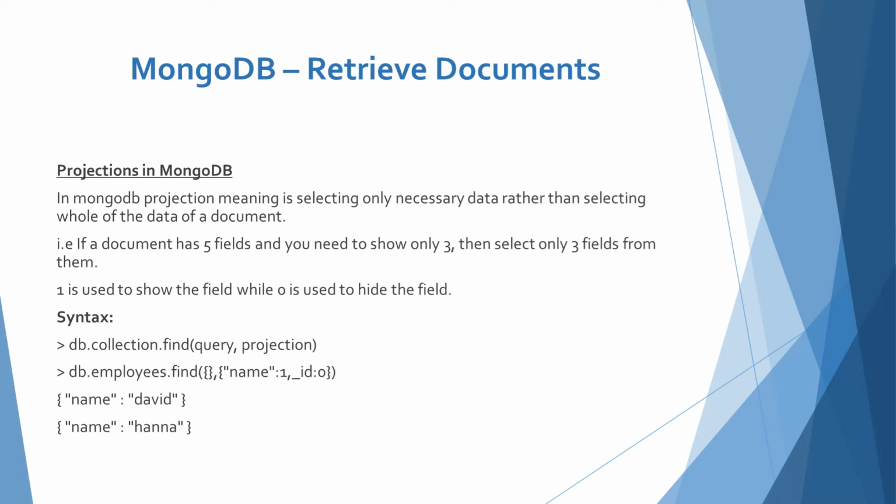Actually, in a document, n number of keys and n number of fields are there, but I don't want all the fields. I want to display only two fields.